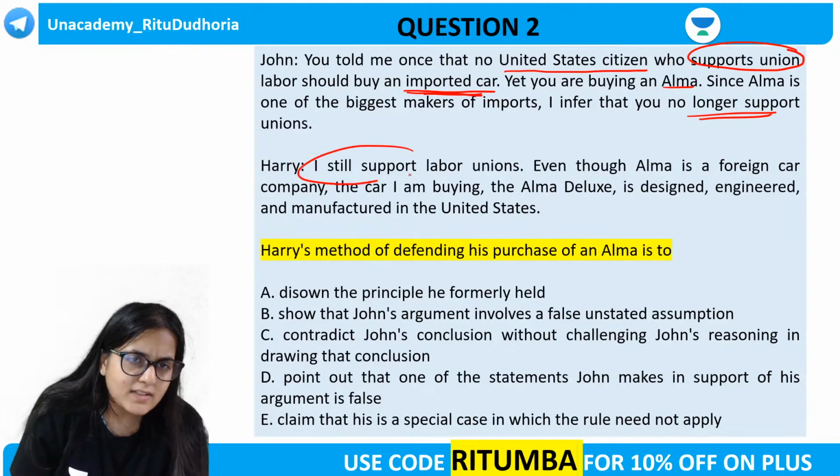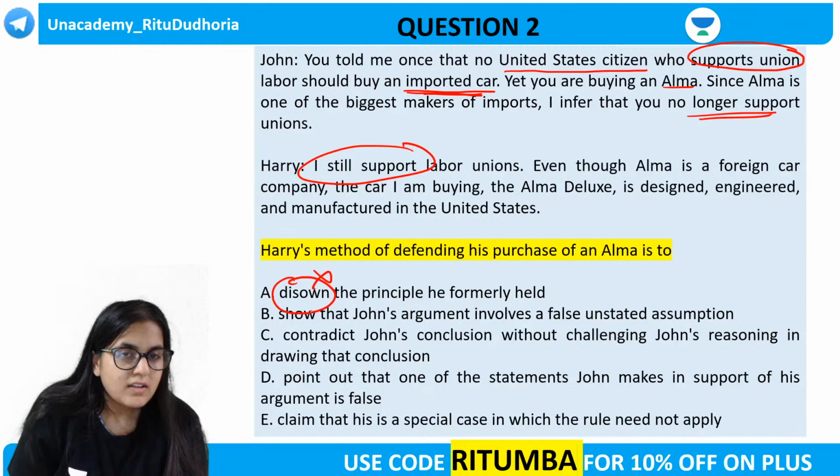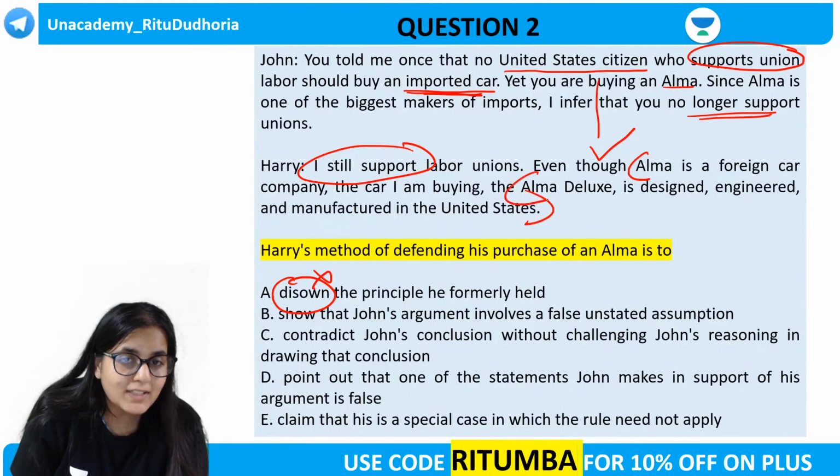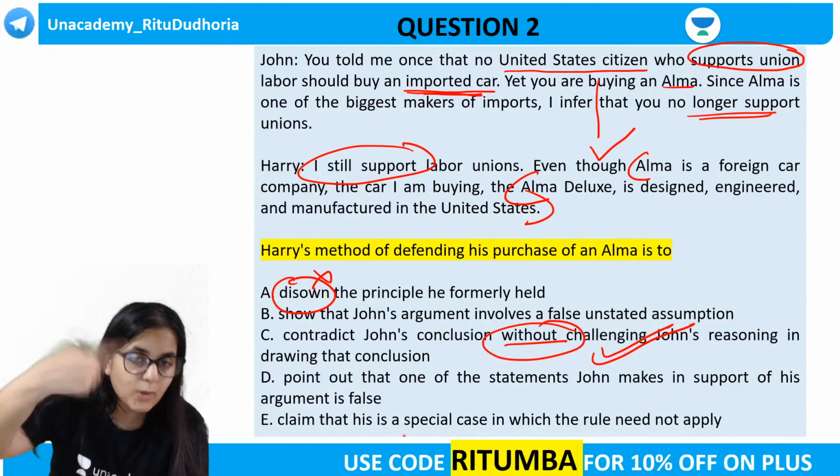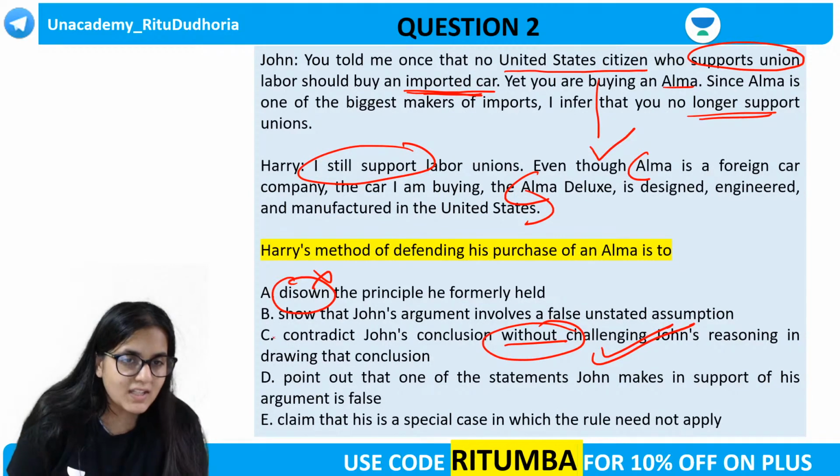Harry is saying, no, I still support unions. So he's not disowning the principle. He says, I'm buying an Alma. Yes, I am buying an Alma, but I'm buying an Alma which is made in the United States. So he is challenging John's reasoning. वो चुपके से accept नहीं कर रहा है, वो अपना point रख रहा है. So C goes out.